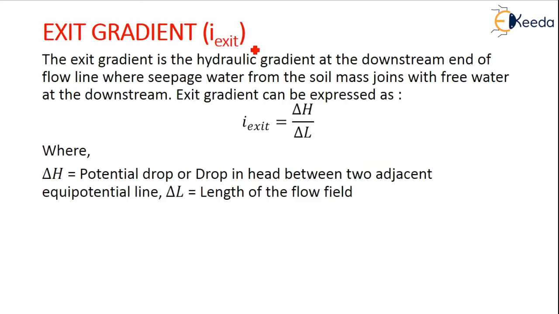What is exit gradient? It is written as I exit. It is the hydraulic gradient at the downstream end of the flow line, where seepage water from the soil mass joins with the free water. So, exit gradient can also be expressed as I exit = ΔH/ΔL. What is ΔH? Potential drop, or the drop in the head between two adjacent equipotential lines, and ΔL is nothing but the total length of the flow field. Thank you.